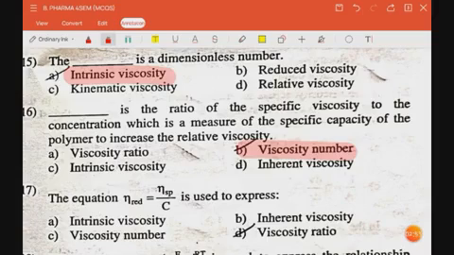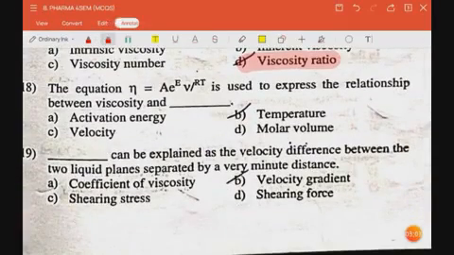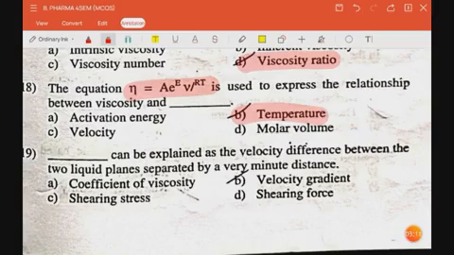The next question is equation which this is used to express the viscosity ratio. The next question is this equation is used to express the relationship between the viscosity and the temperature. The next question is dash can be explained as the velocity difference between the two liquid planes separated by a very minute distance. The answer is velocity gradient.